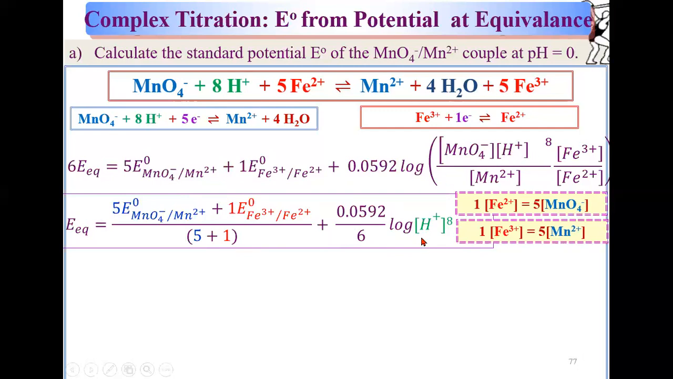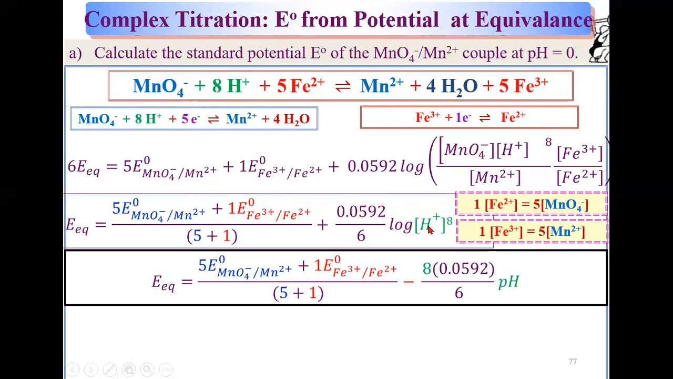In this expression, this is going to be plus log of, since the H plus is on the reactant side, it's going to be on the upper part of the log term. So it's going to be H plus to the power 8. Now bring down the 8, and instead of log H plus put pH, you get minus 8 pH instead of the H plus concentration. The 8 has now come down and you get this type of an expression.